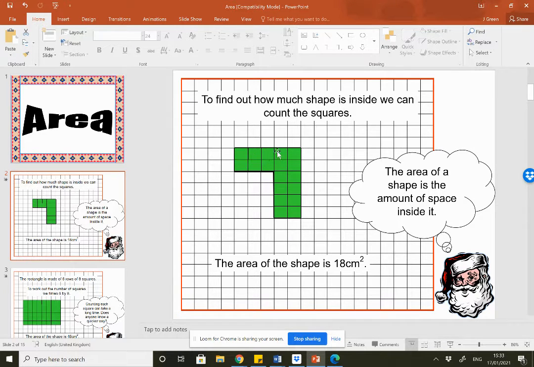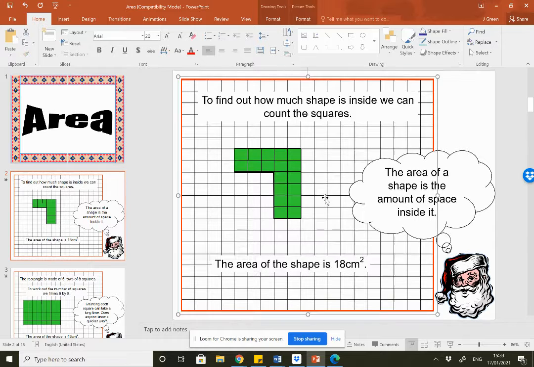1, 2, 3, 4, 5, 6, 7, 8, 9, 10, 11, 12, 13, 14, 15, 16, 17, 18. So the area of the shape is 18 centimetres squared. 18 of these squares. Okay, easy peasy lemon squeezy.